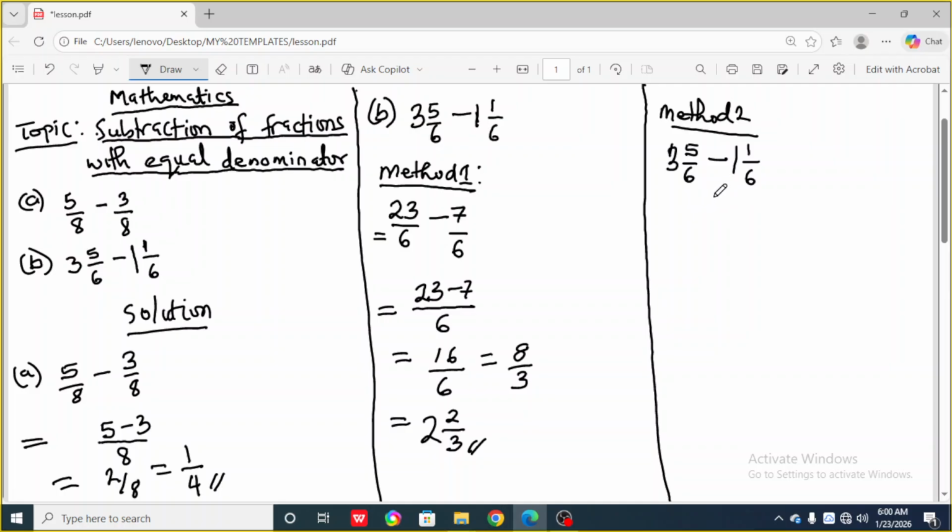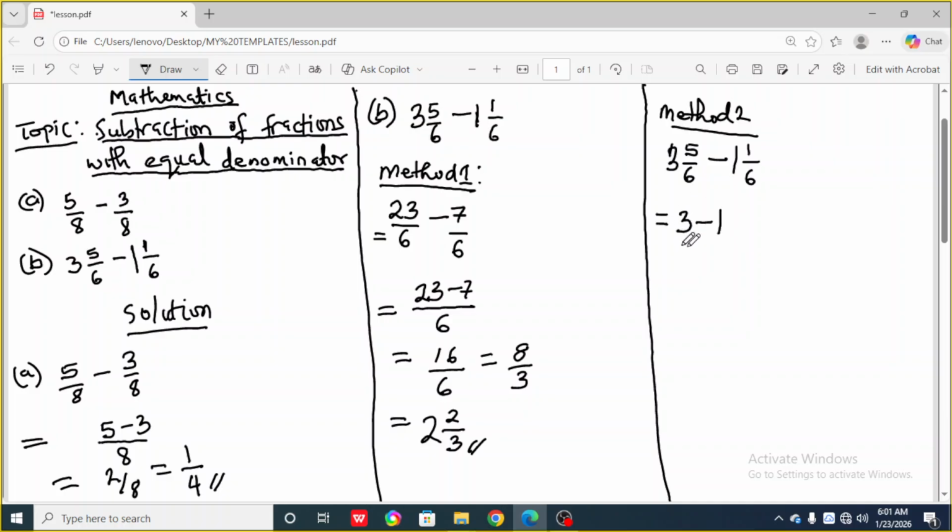So what we are going to do in method 2 is to collect like terms, because each of the numbers is made up of a fraction and a whole number. So we are going to collect the whole numbers together because they are alike, and we collect the fractions together because they are alike. So let's do that. The first whole number is 3. Because there is a minus in between the two, you put minus 1.